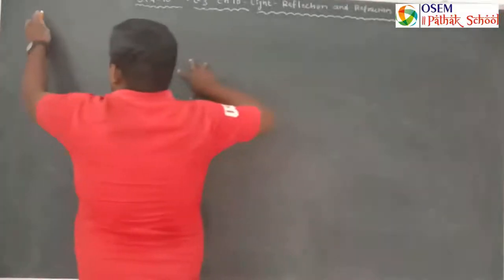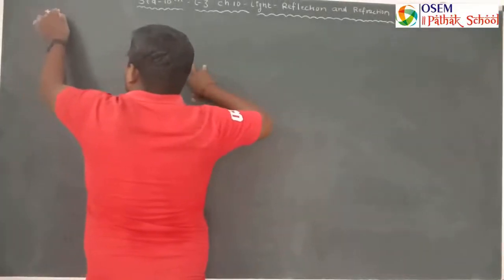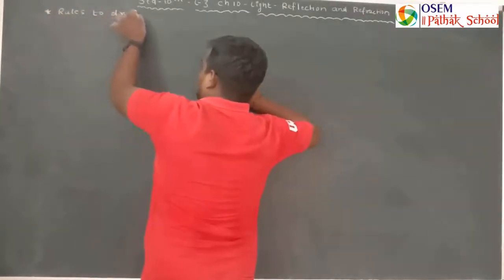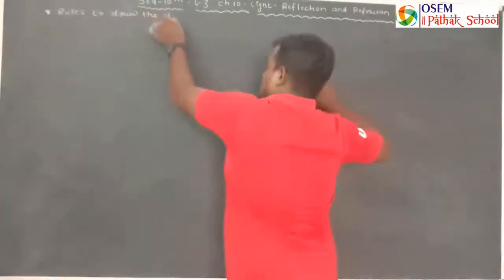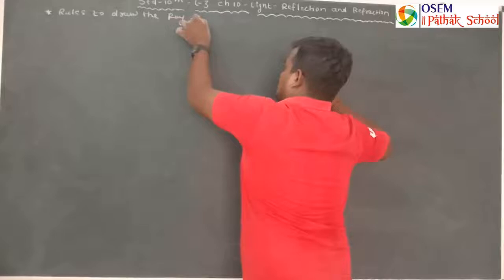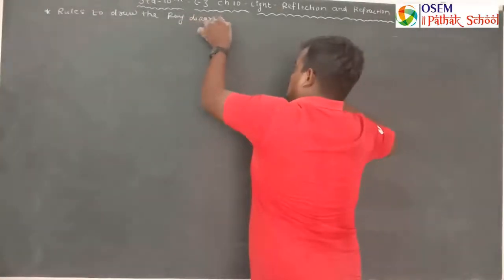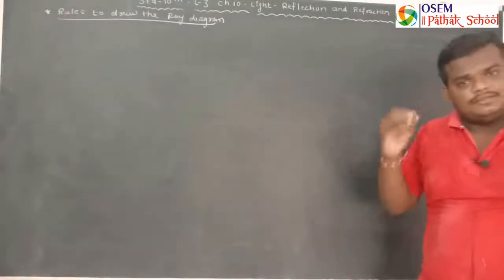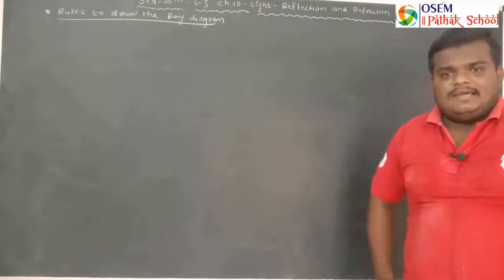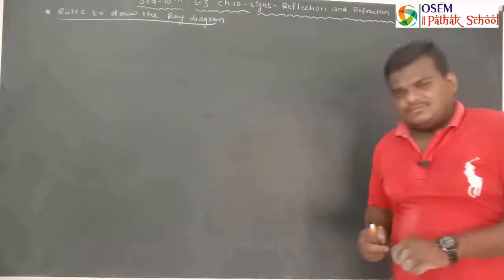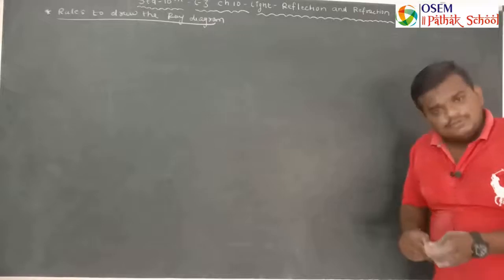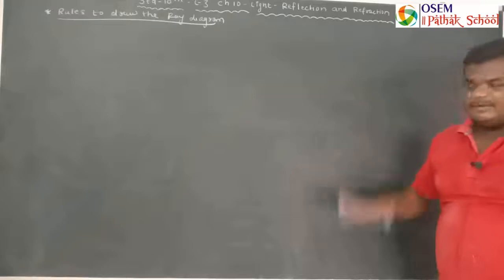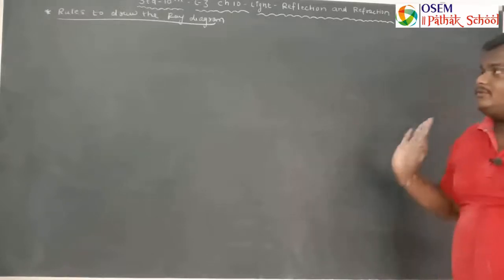Now, the first point that we are going to learn is the rules to draw the ray diagram. What type of rules are used while drawing any type of ray diagram? There are a total of 4 different types of rules that I am explaining here in short, and after you complete it from the textbook, it will be clear to you. So what are these rules?